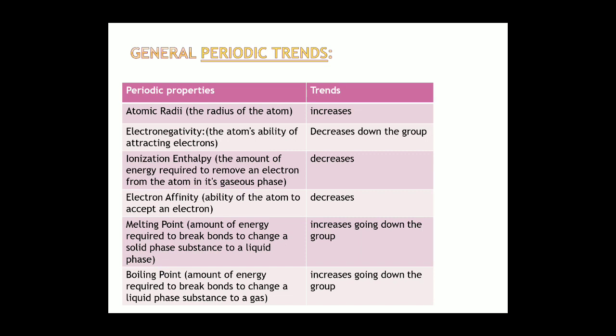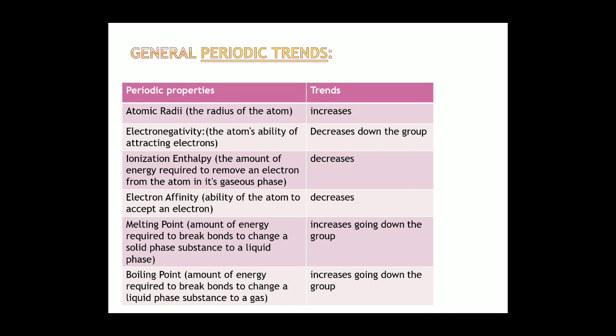Second is the ionization enthalpy. What is the ionization enthalpy? The amount of energy required to remove an electron from an atom in its gaseous phase. This is also called ionization potential. So this ionization potential decreases when we move top to bottom in a group.